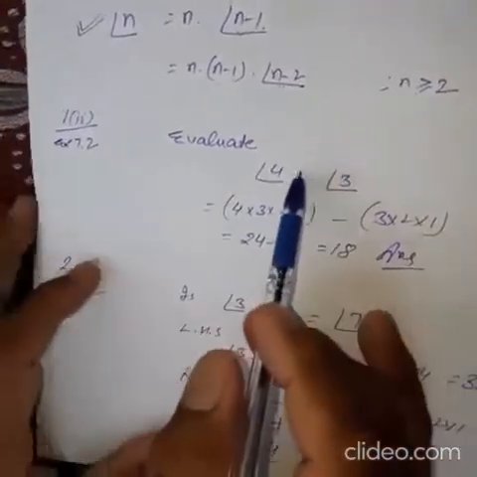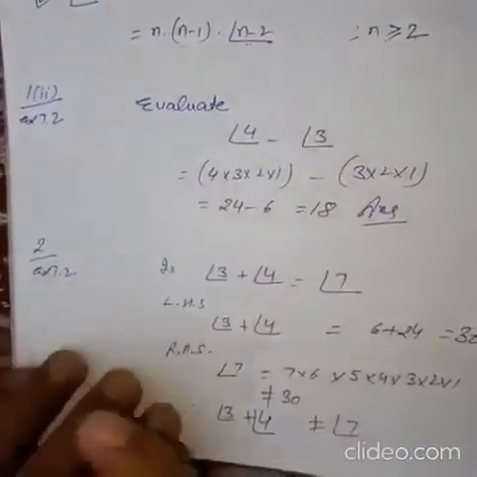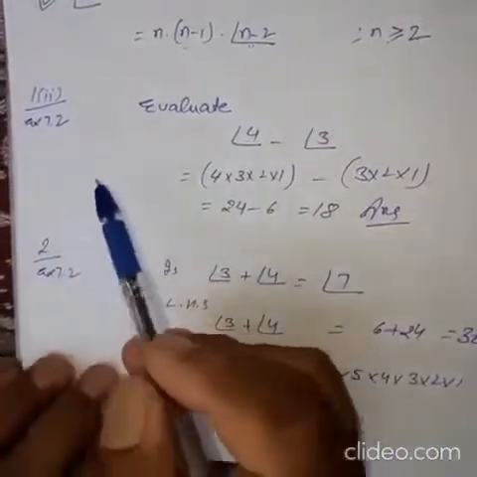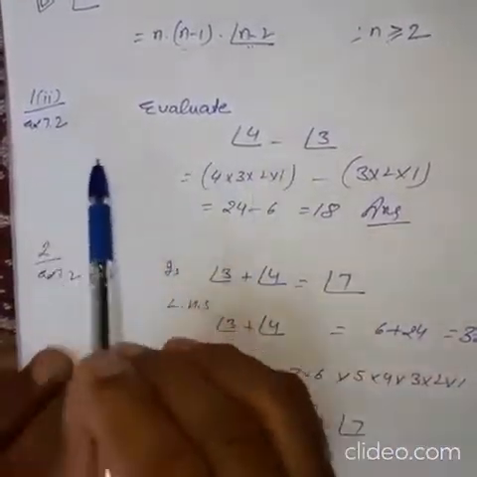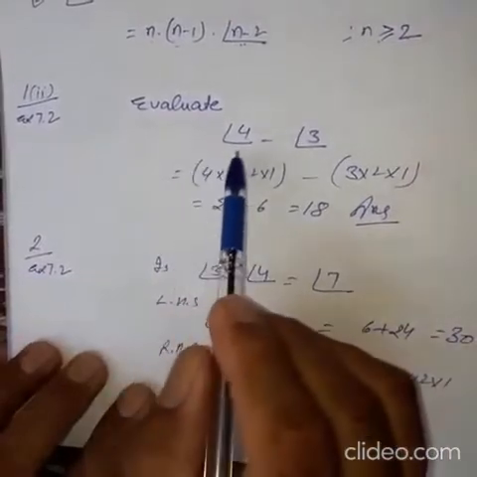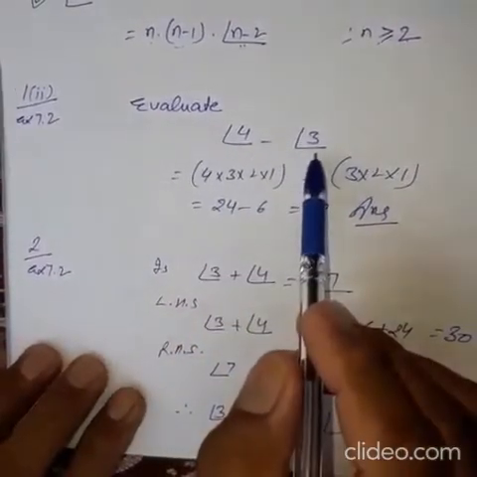Now you solve the questions based on this factorial notation. This is exercise 7.2, first question, second part. Evaluate 4 factorial minus 3 factorial.